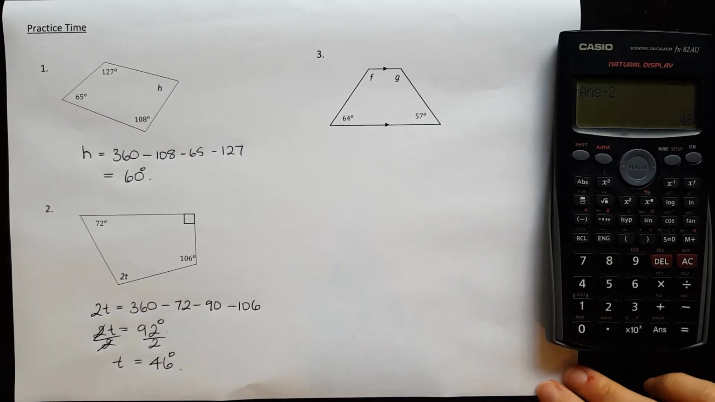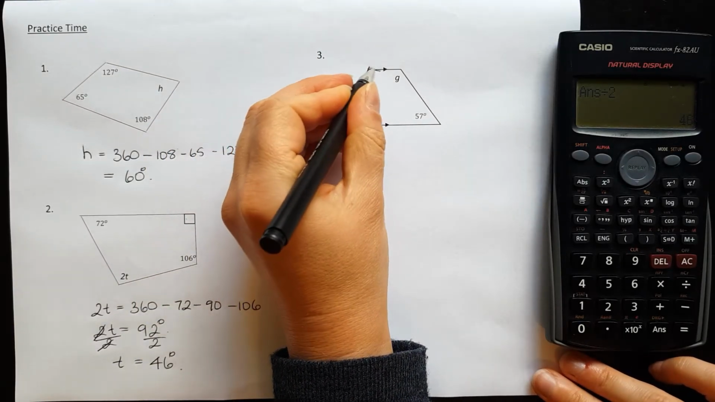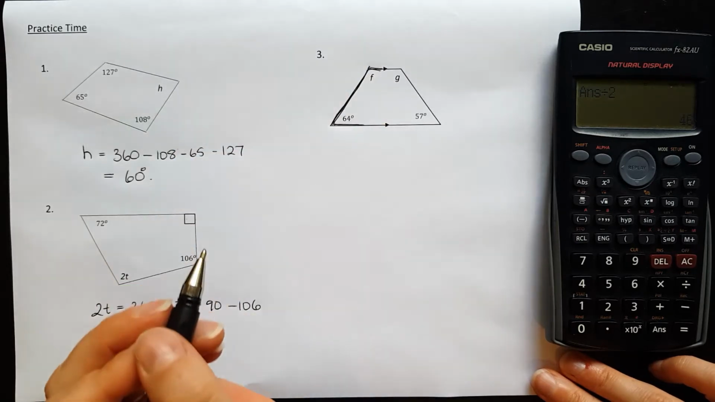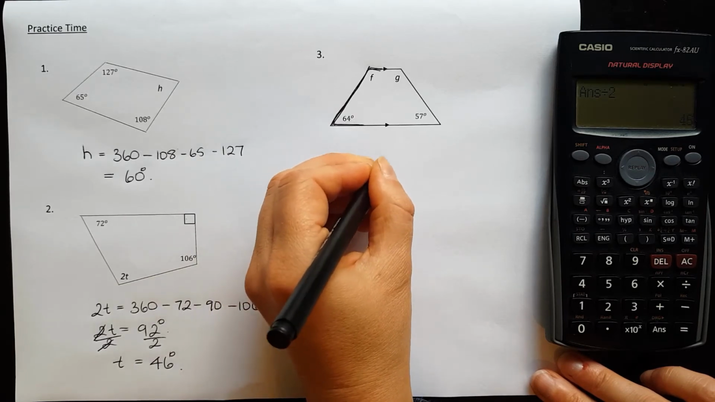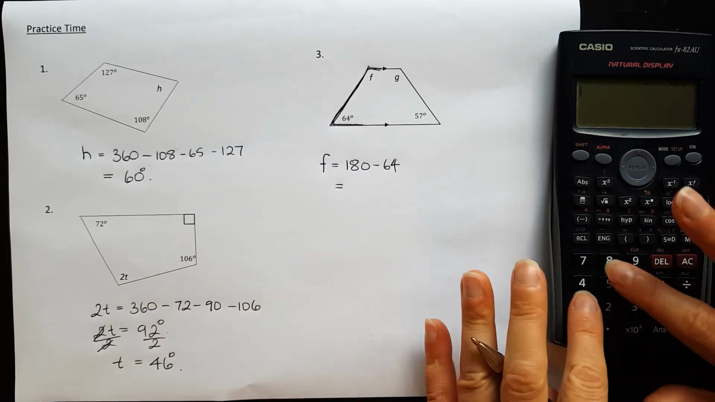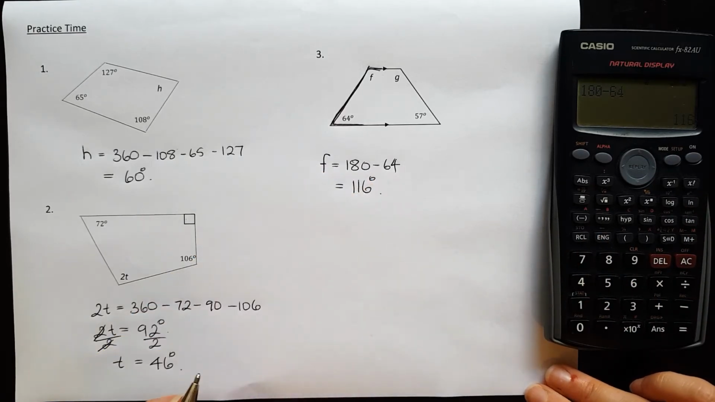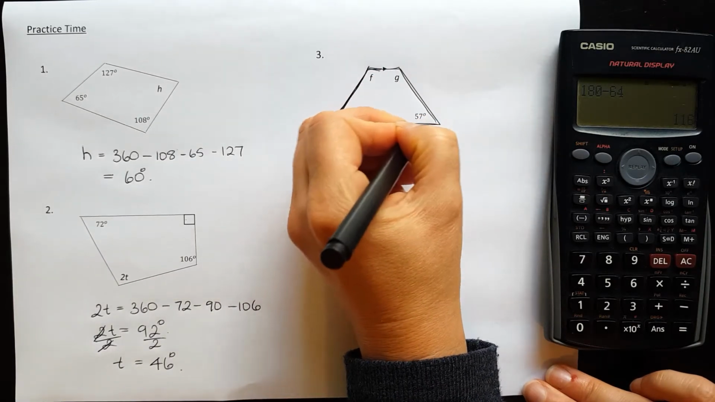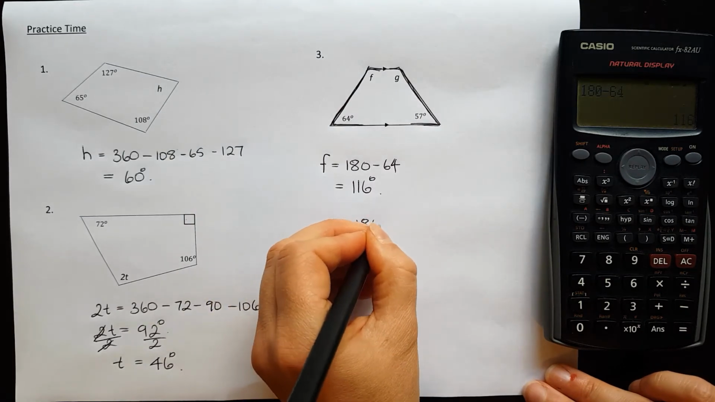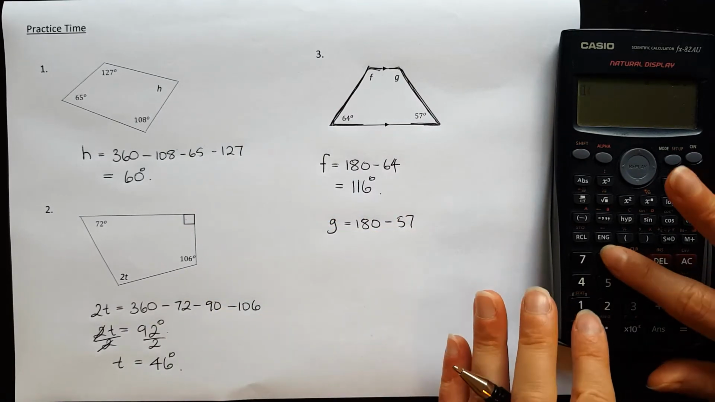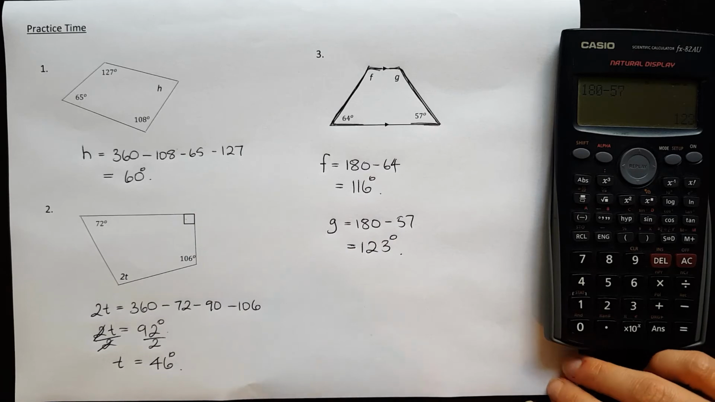For question 3, we have 2 pronumerals to find. To find F, we do a C shape here, co-interior angles on the parallel lines that we're given. Co-interior adds to 180. So if we do 180 minus the 64, we find out that F is equal to 116 degrees. Similarly, we can do G, they're co-interior, it's just a backwards C there. So G will be equal to 180 minus 57, which is equal to 123 degrees.